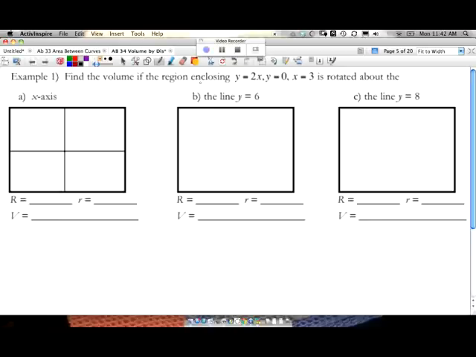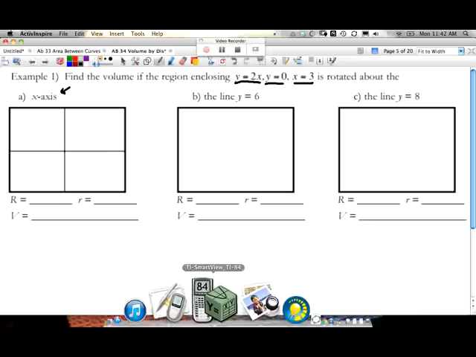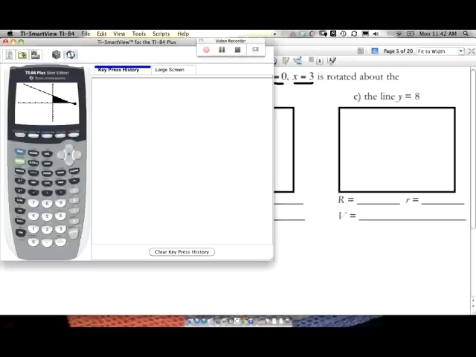Find the volume of the region enclosed by y equals 2x, y equals 0, and x equals 3. And it's rotated around the x-axis. Okay, so let's play this out. Let's go ahead and draw our picture here. So we're going to have three functions. We're going to clear all this.